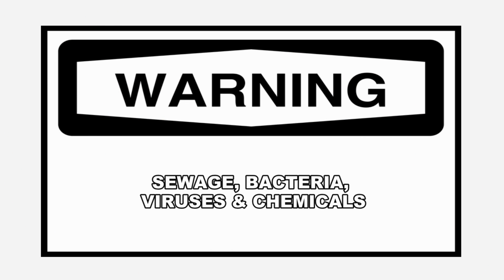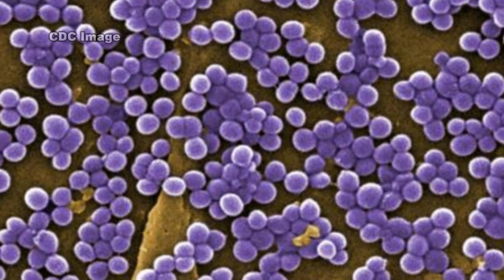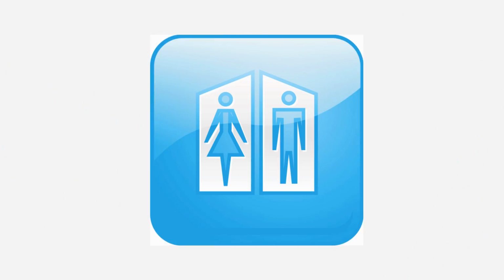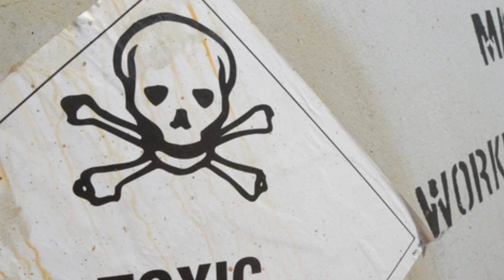Sewage bacteria, viruses, and chemicals. Water damage and flooding caused by a tornado can bring not only rainwater into a property, but also viruses, bacteria, and chemical contaminants. This may result from sewage that is leaked or from damaged chemical containers stored on the property.